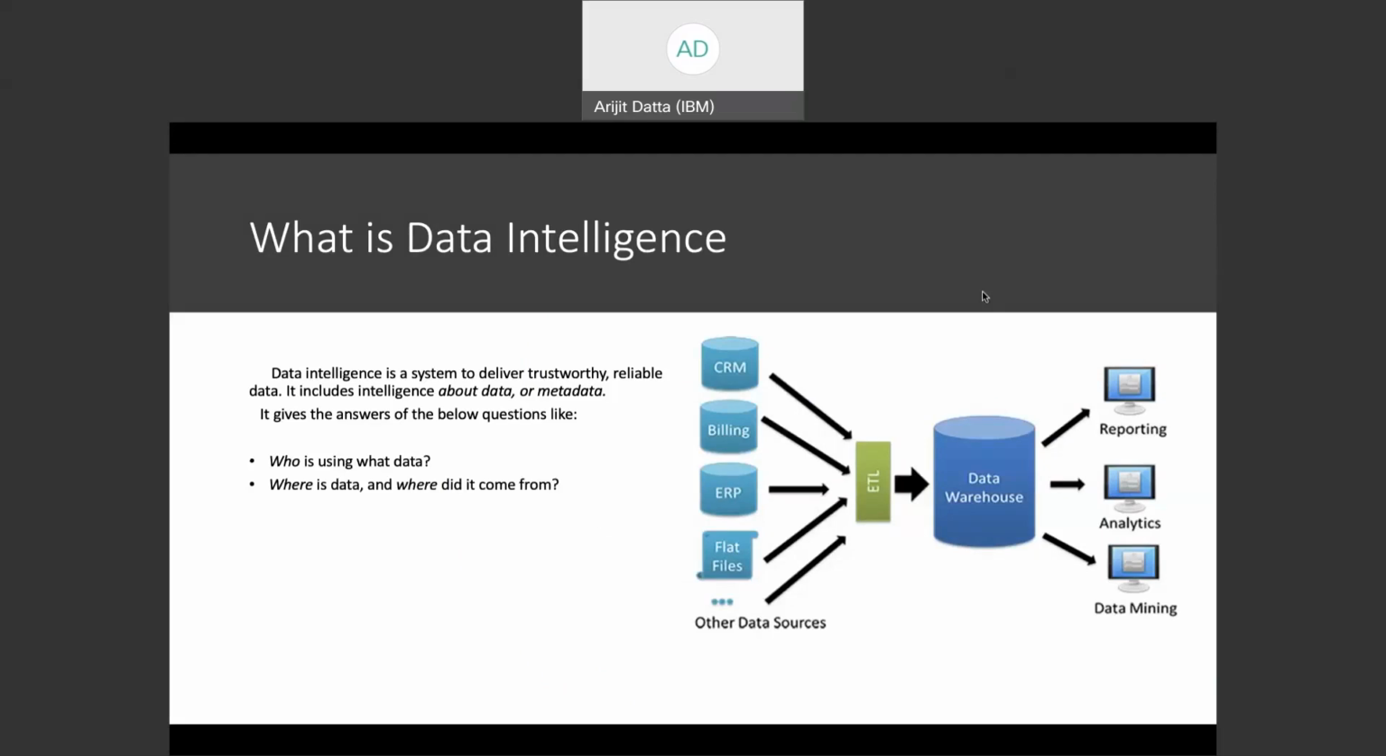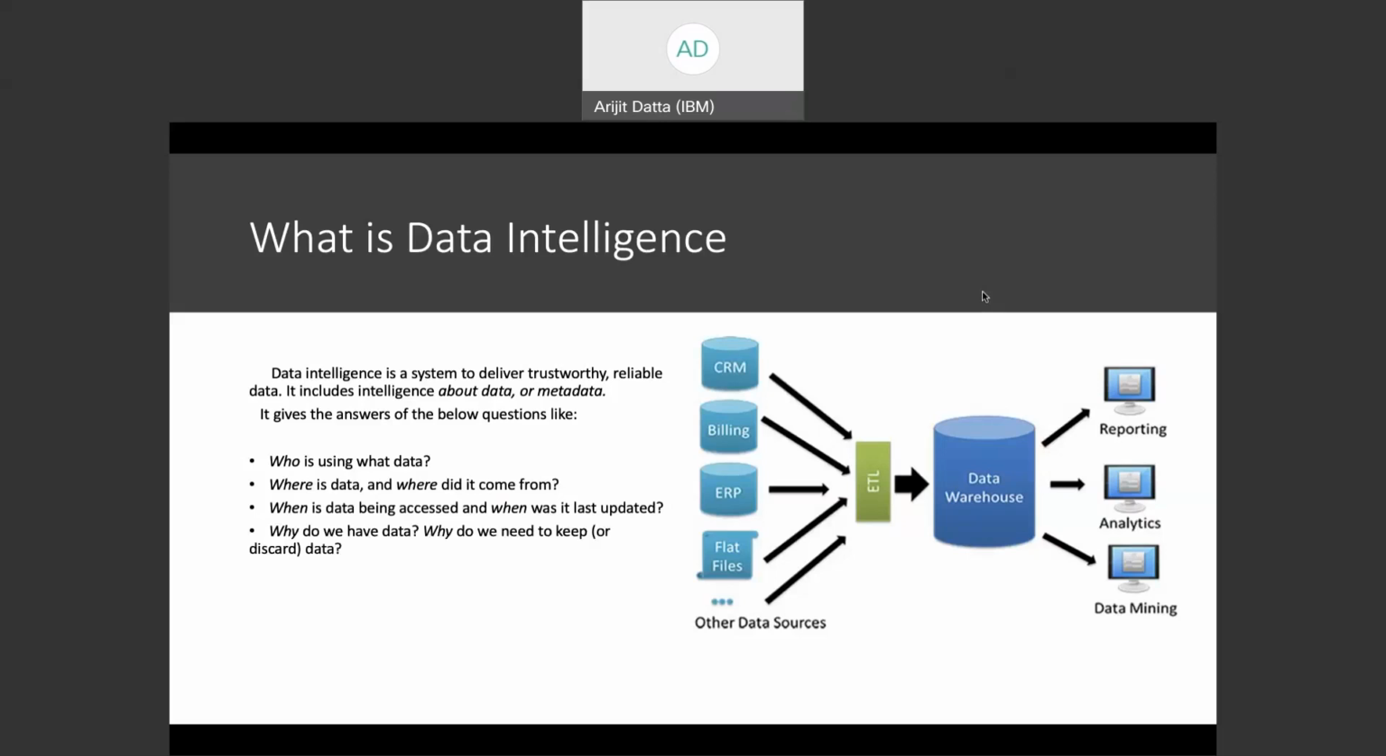Next comes, where is the data and where did it come from? We have to know the source of the data because data may be coming from different sources. We should be aware of the source before consuming the data, and whether it is reliable or not. The third question is when the data is being accessed and what was the last update. We have to always make sure that the data we are consuming is the latest data so that we don't miss any recent changes.